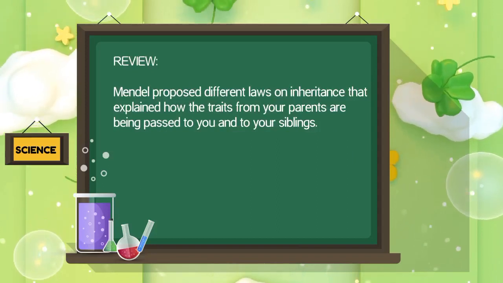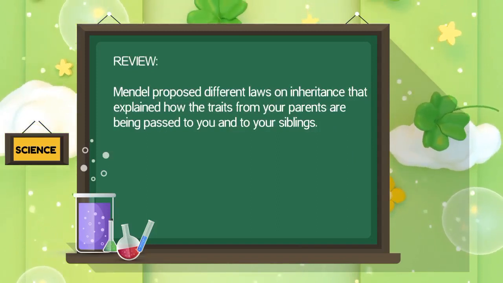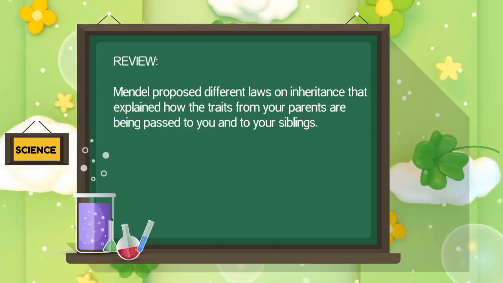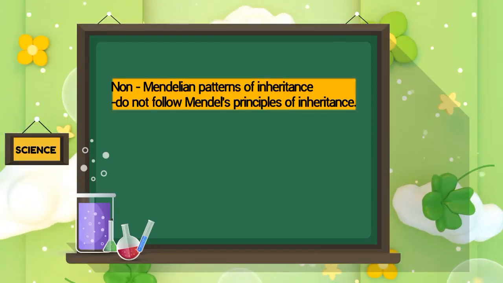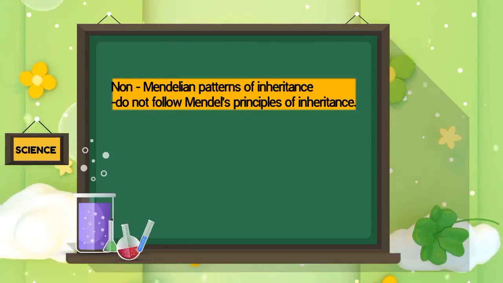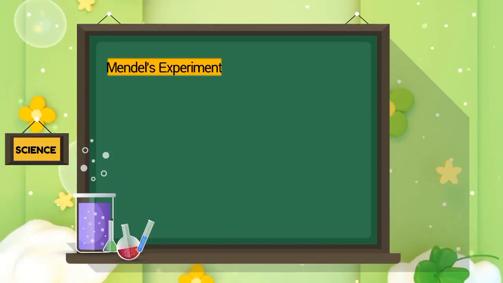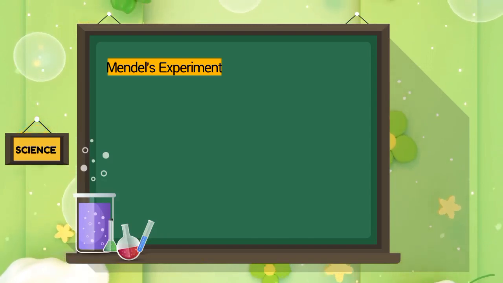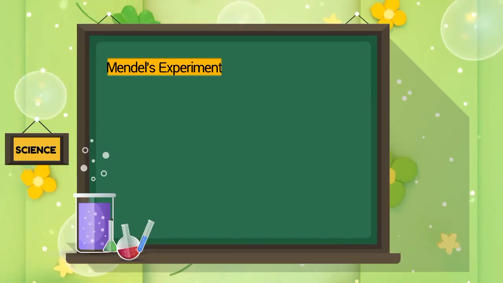In your grade 8, you have learned that Mendel proposed different laws on inheritance that explain how the traits from your parents are being passed to you and to your siblings. However, there are also patterns of inheritance that do not follow Mendel's principles, and these are called non-Mendelian patterns of inheritance. To better understand our lesson, let us first review the traits that Mendel have studied in his experiments because it is a prerequisite lesson for the non-Mendelian patterns of inheritance.